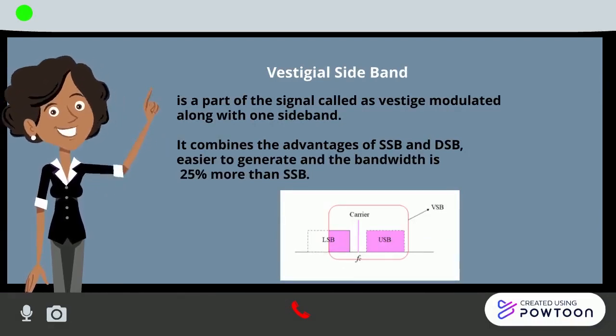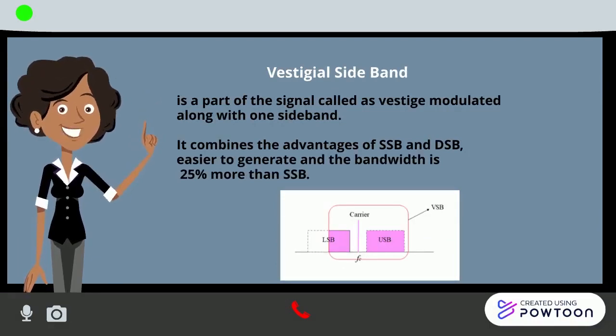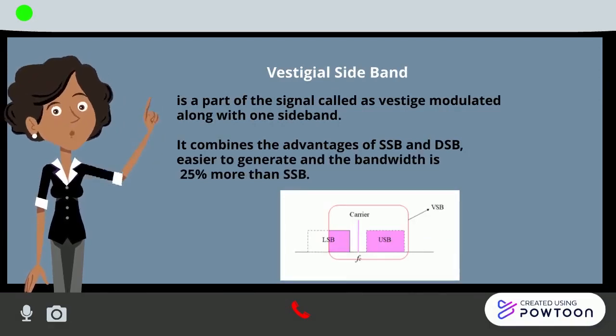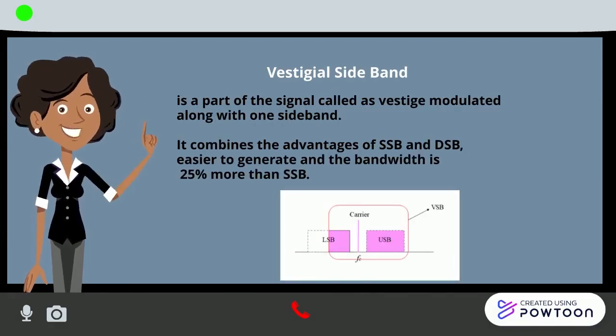Along with the upper sideband, a part of the lower sideband is also transmitted in this technique. A guard band of very small width is laid on either side of the VSB in order to avoid interference. VSB modulation is mostly used in television transmission.